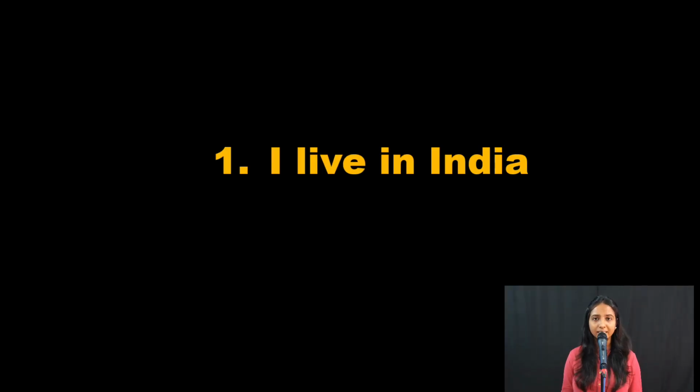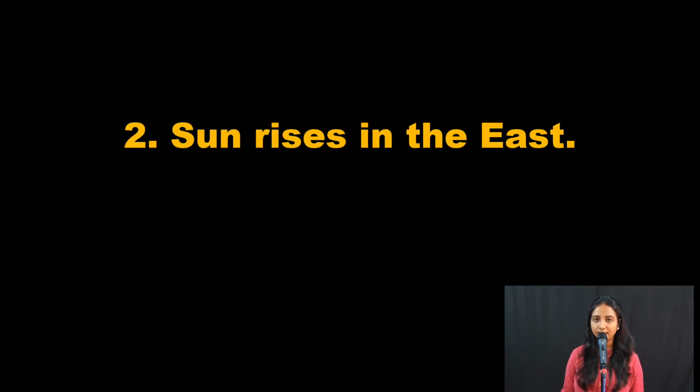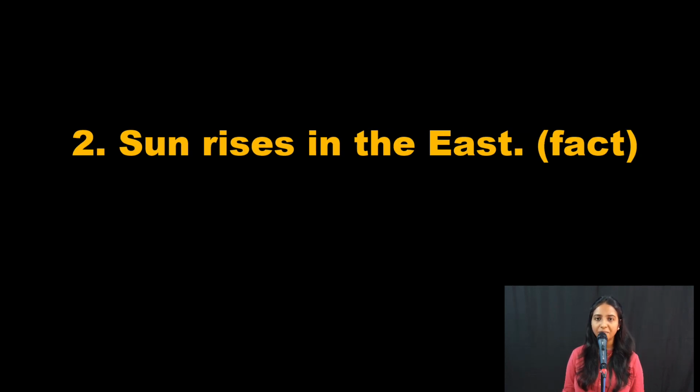Now let's look at a few example sentences to understand simple present better. The first sentence is I live in India. So when I say I live in India, I am stating a fact that I am a permanent resident of India. Let's look at the second sentence. Sun rises in the east. Now, sun rises in the east, it's a fact, and therefore we use the simple present tense.